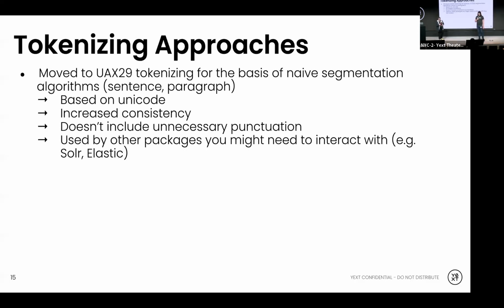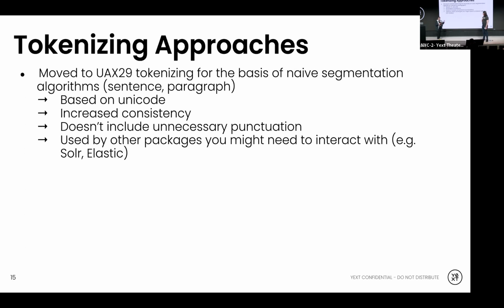First up, we have tokenization approaches. One of the first things that we did was move to a UAX29 algorithm to do our tokenization, both for our naive segmentation, which is both sentences and paragraphs, and as our base tokenization method in general. There are a few reasons for this. One is that it has increased consistency across results, and it doesn't use any unnecessary punctuation. It's not tokenizing based on punctuation, and it's not including any punctuation in your results. It's also used by other packages that you might need to interact with, things like Solr and Elastic, so it has increased interoperability.